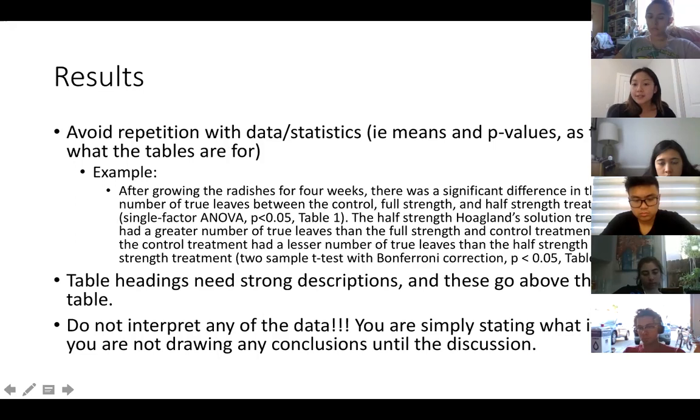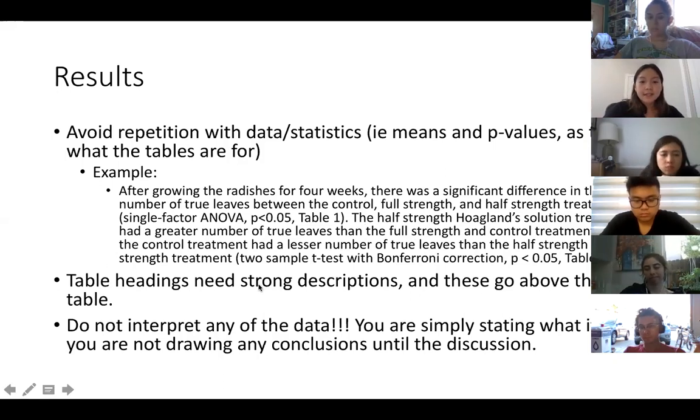And then if there was a significant difference, obviously you're going to want to talk about the results for the post hoc test. So one way that you could phrase it is: The half-strength Hoagland solution treatment had a greater number of true leaves than the full-strength and control treatments, and the control treatment had a lesser number of true leaves than the half-strength and full-strength treatment. And then you would, in parentheses, talk about the type of test you ran, which was a 2-sample t-test with a Bonferroni correction, and then the p-value was less than 0.05, and then refer to the table that you're talking about once again. So really, you're not directly listing what the mean is, what the standard deviation is, because again, that is what your tables are for.